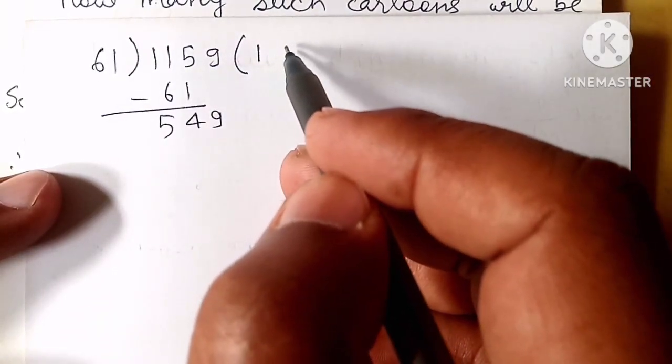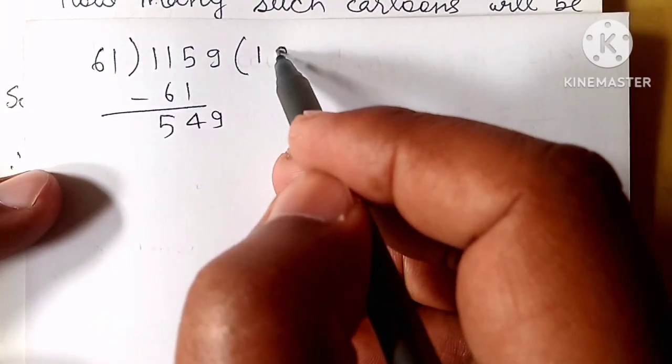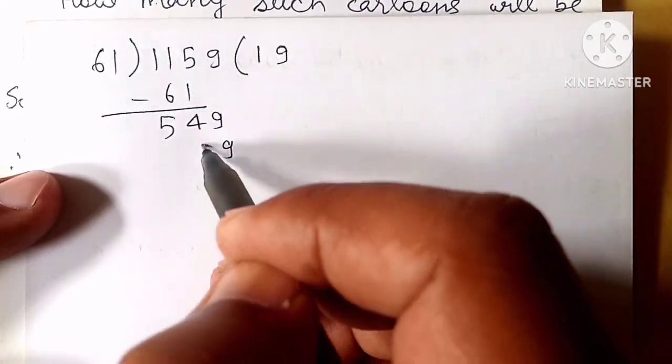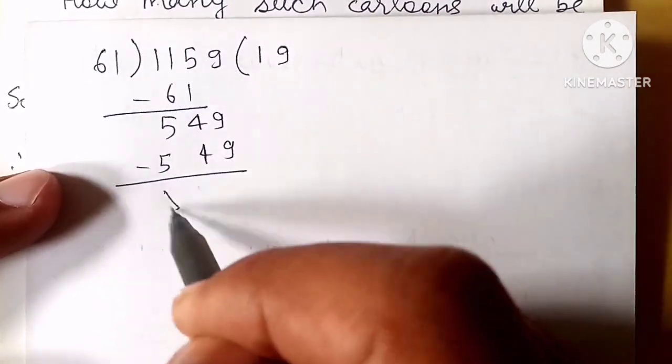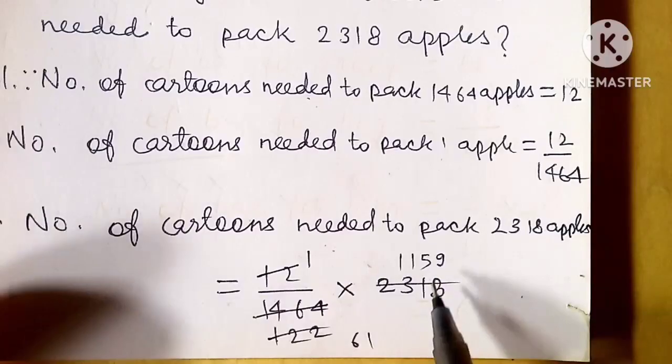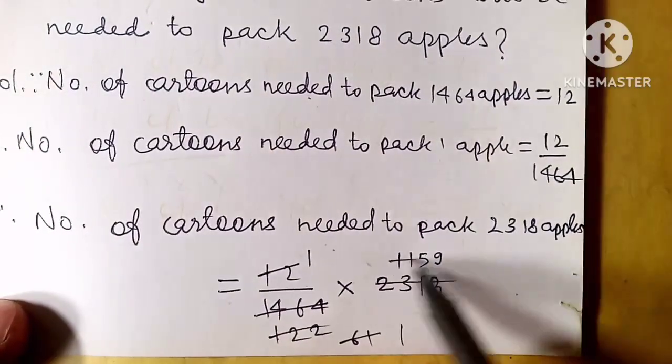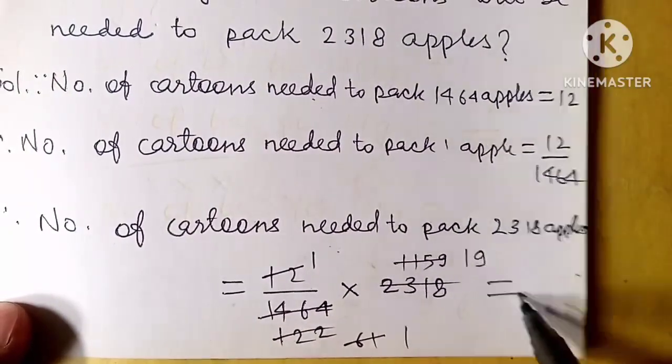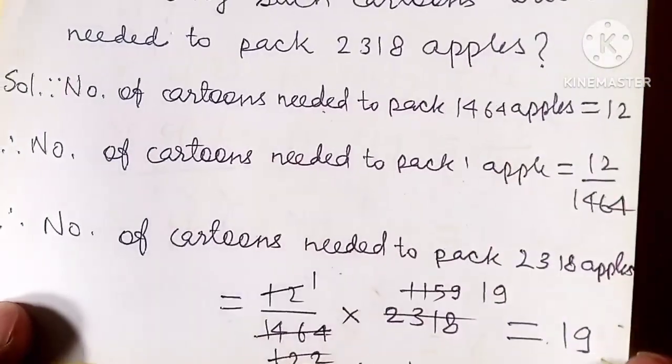Now in 9 times, 9 ones are 9. So the answer is 19. On dividing 1159 by 61, we get 19. So this is the answer.